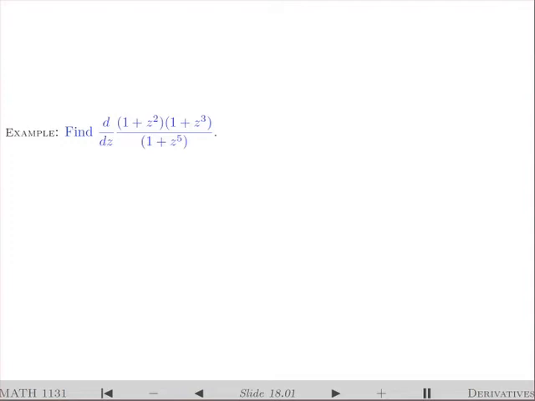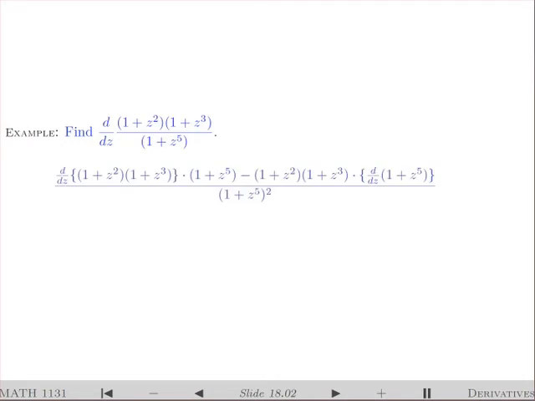rule to differentiate this. I will start by first writing down what the quotient rule says without doing any differentiation. So it's derivative of the numerator multiplied by the denominator minus numerator times derivative of the denominator over square of the original function's denominator. I've simply put in the numerators and denominators.